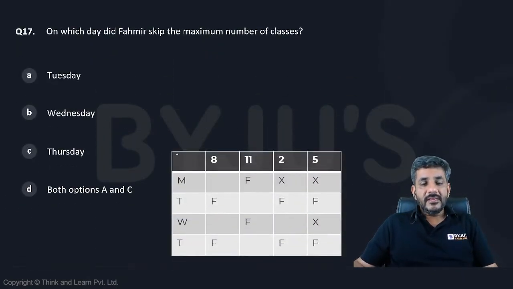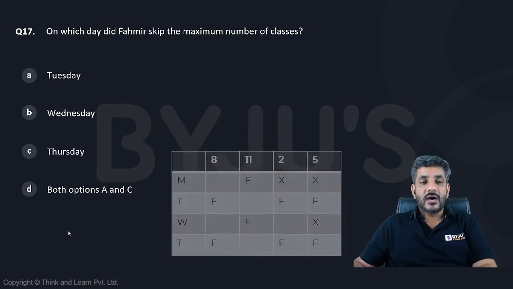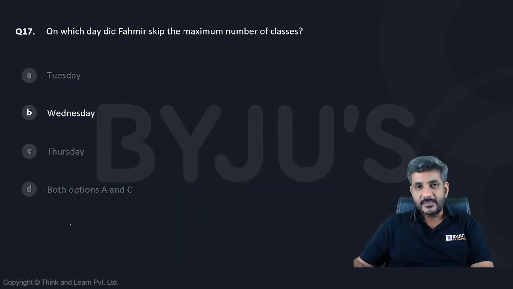On which day did Fahmir skip the maximum number of classes? I made the table here. How many classes did he skip? He skipped a class here, he skipped a class here, he skipped 2 classes here, he skipped a class here. So I can say on Wednesday he has skipped the maximum number of classes, that is 2. So our answer for this question is Wednesday.